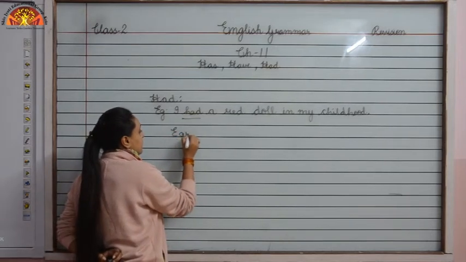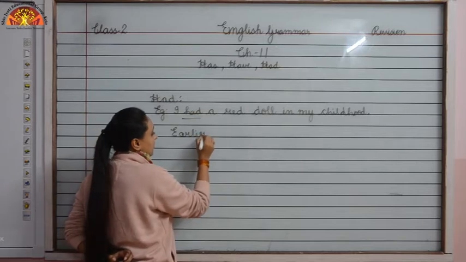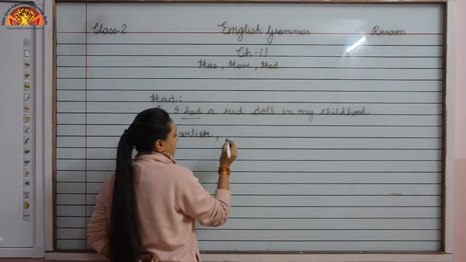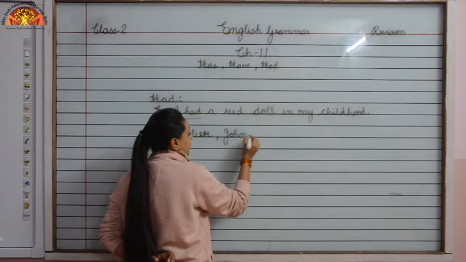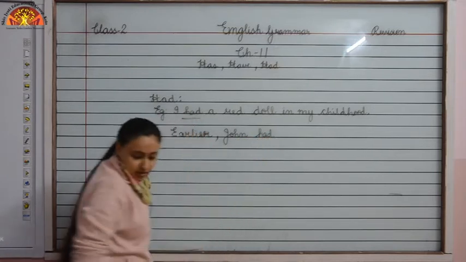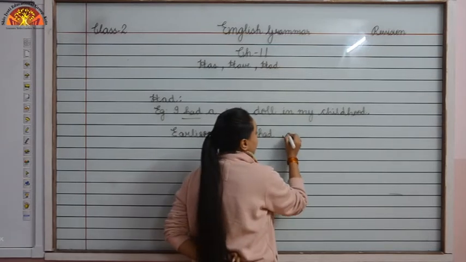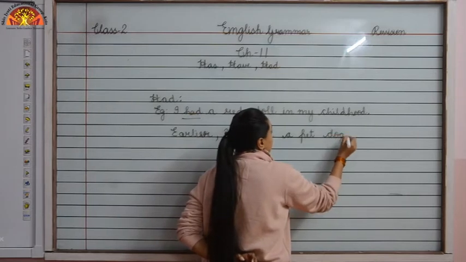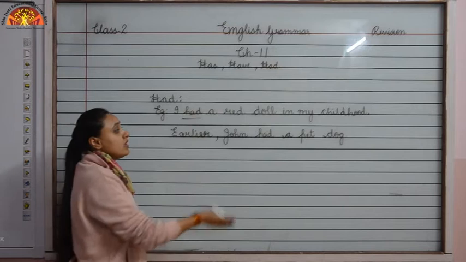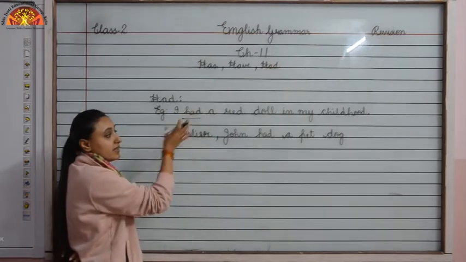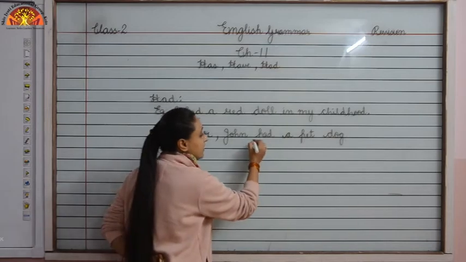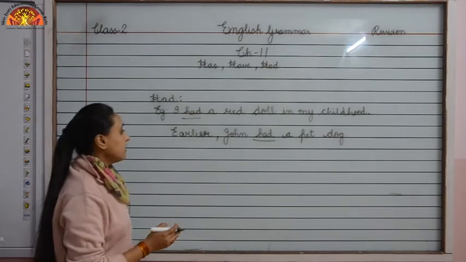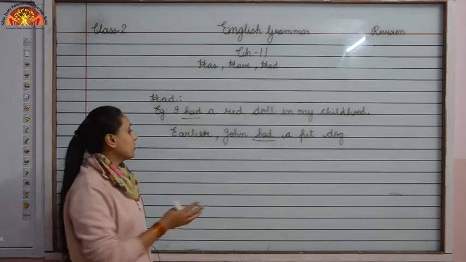Earlier John had a pet dog. Okay, so this sentence shows that a boy named John earlier had a pet dog. So children, here also we used had to show things which have already happened in past. Okay, so earlier that dog belonged to John.